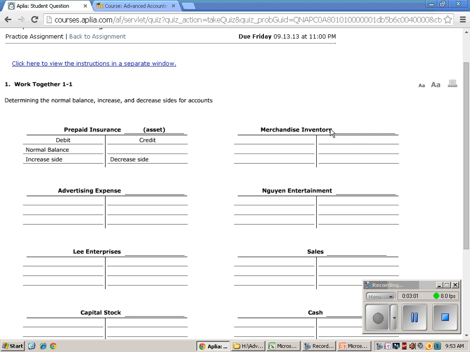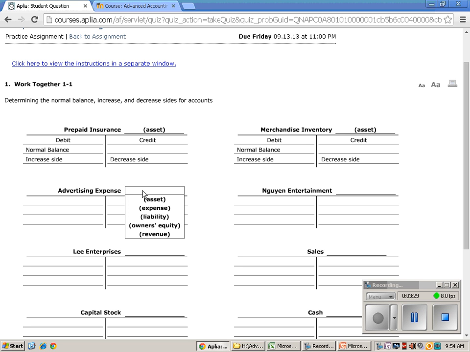So we're going over here, we'll go this way, merchandise inventory. So inventory is the products that you sell. So again, it's something of value, so it's going to be an asset. And all assets will be set up the same. So we got a debit. Your right side's always the credit side, your normal balance, increase side, decrease side.